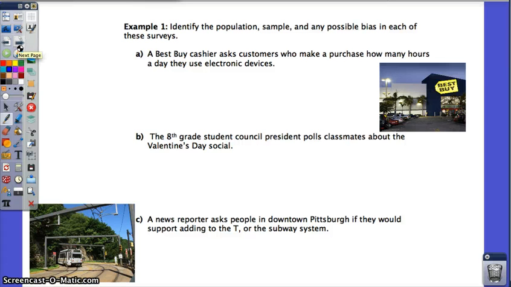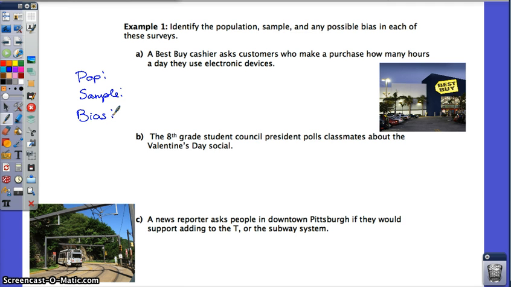A Best Buy cashier asks customers who make a purchase how many hours a day they use electronic devices. You have to identify three things. What is the population? What is the sample? And is there any potential bias that could be happening in this statement?